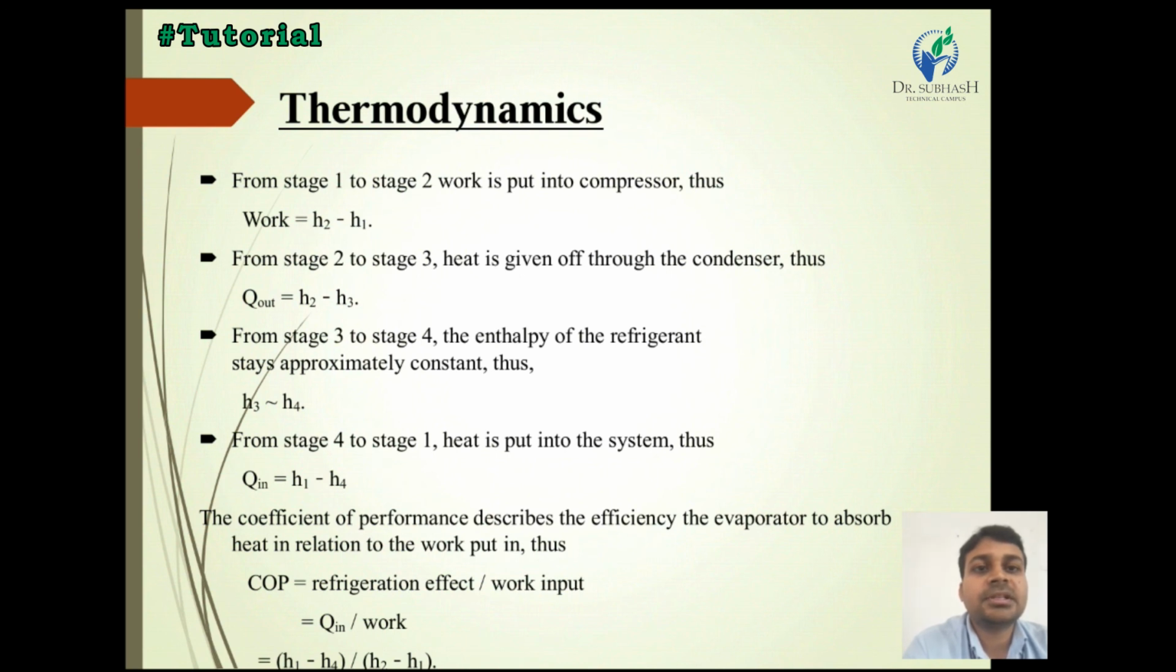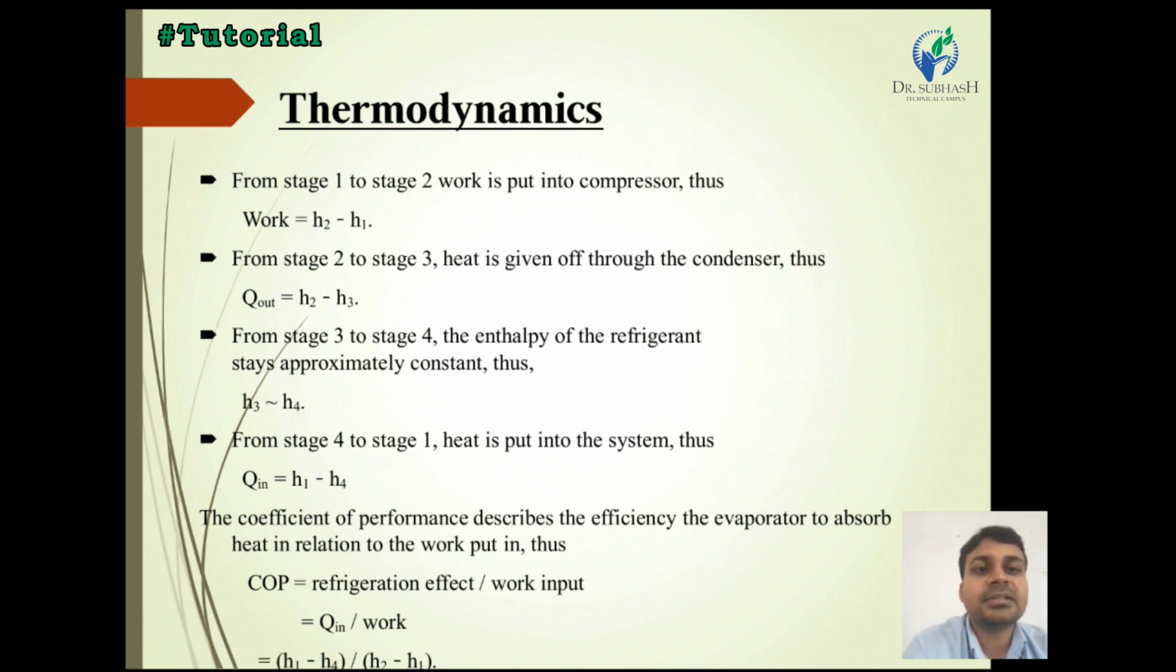Then from stage 4 to 1, heat is put into the system. That means we absorb heat from the enclosed space. It's Q equals enthalpy H1 minus enthalpy H4. Next we calculate the COP for our refrigeration system. We have to know about that.